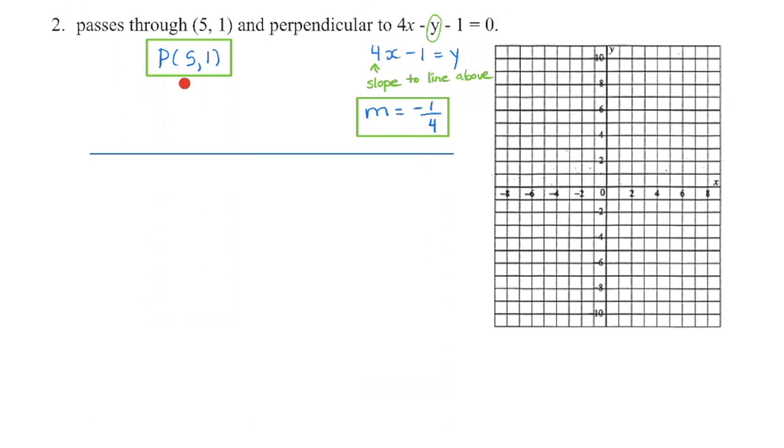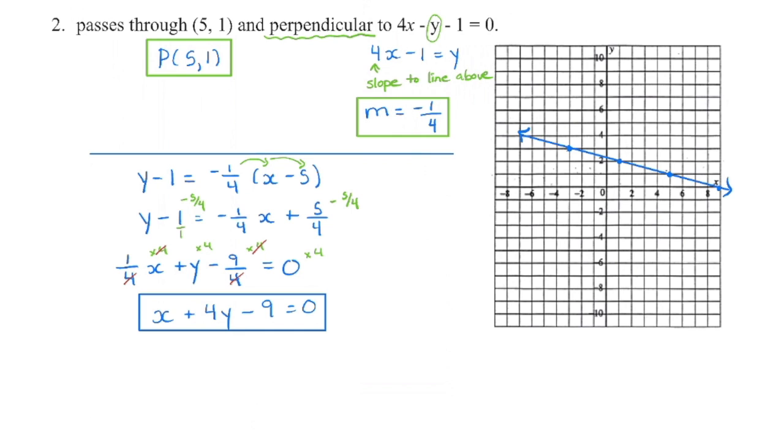My point is not a y-intercept, so I have to begin in slope-point form, which I can then convert into general form. Make sure that you clearly identify what is the point and what is the slope that we're using. Now we have to begin with slope-point form. y minus the y-coordinate is equal to the slope times x minus the x-coordinate.